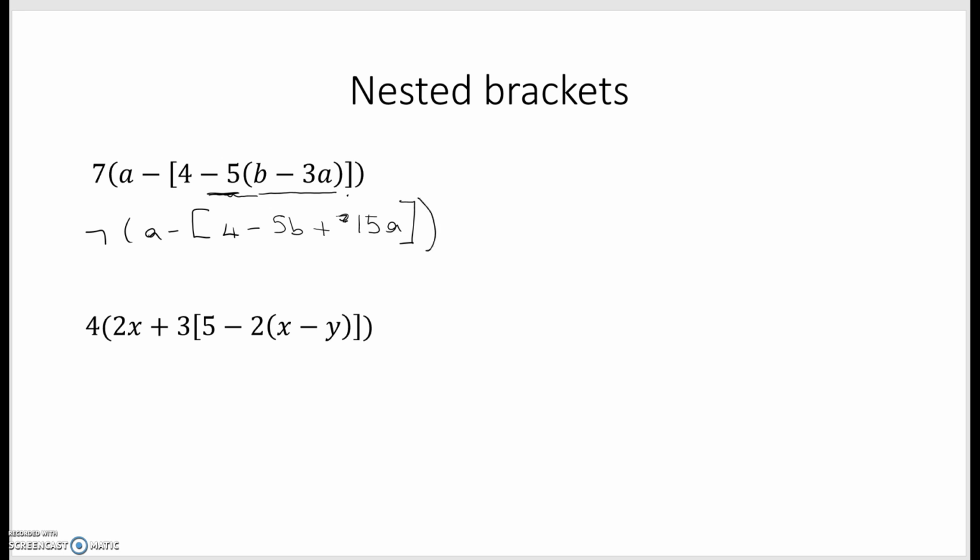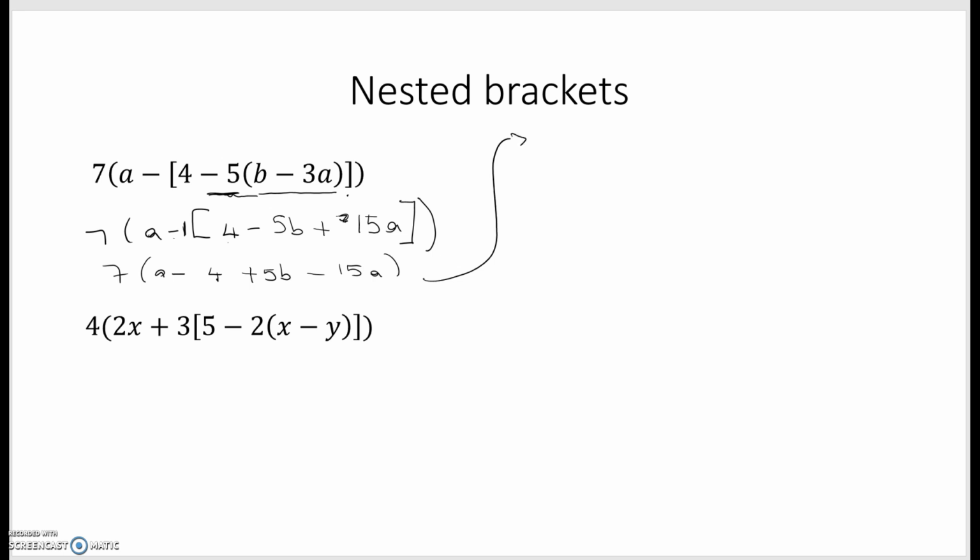Okay, let's get rid of the square brackets now. So now we've got a minus. Now this is negative 4. And then really it's negative 1. Negative 1 times. So it's negative 1 times 4 is negative 4. Negative 1 times negative 5b is plus 5b. And then negative 1 times positive 15a is minus 15a.